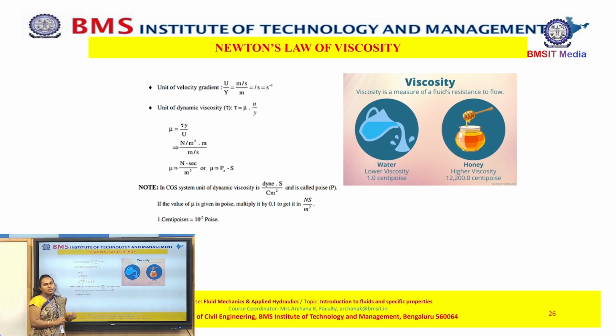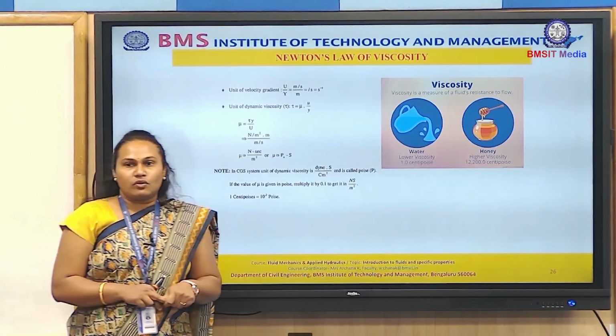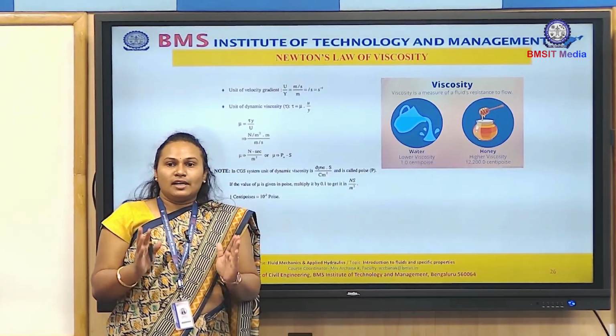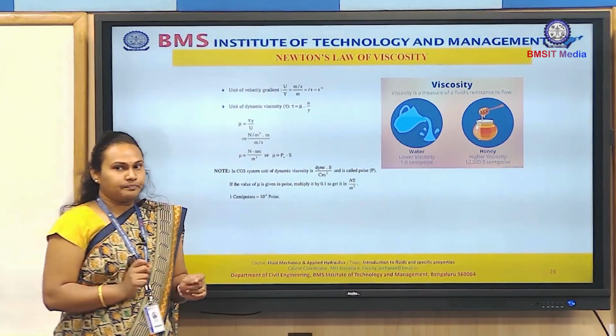We all know that shear stress has the unit Newton per meter square, and the thickness is given in meters, and the unit for velocity is meter per second. So when you simplify the whole thing, you'll end up with the unit Newton second per meter square, where Newton per meter square is also called pascals. Hence, the unit for dynamic viscosity in SI unit is Newton second per meter square, or Pascal seconds.